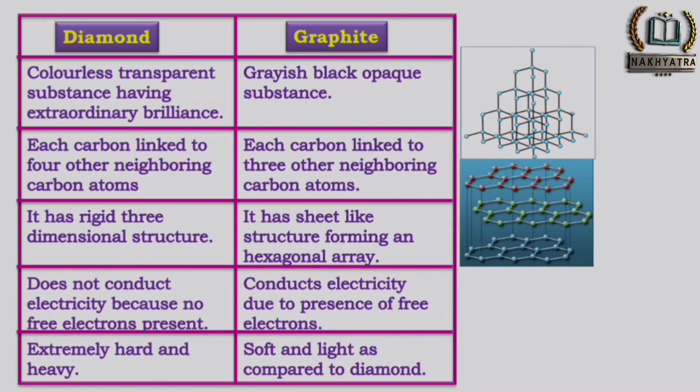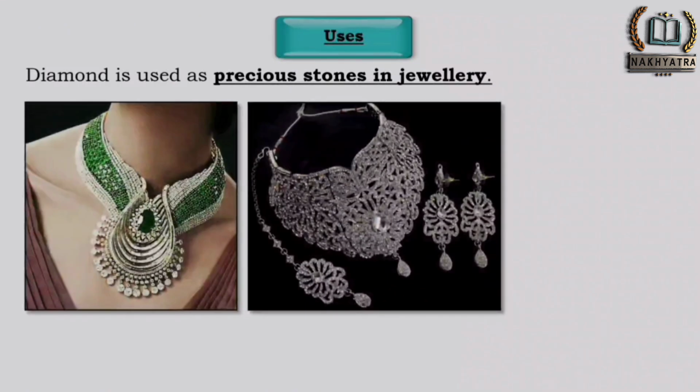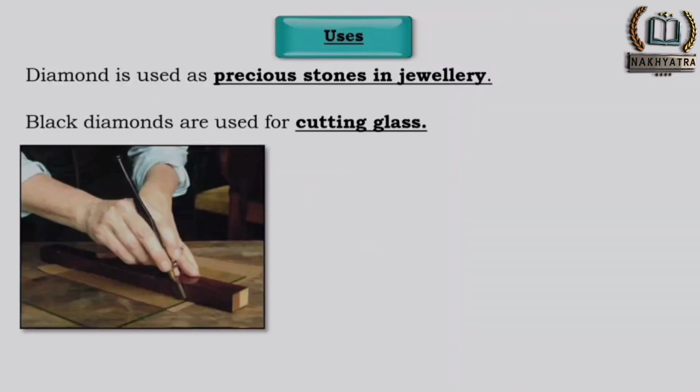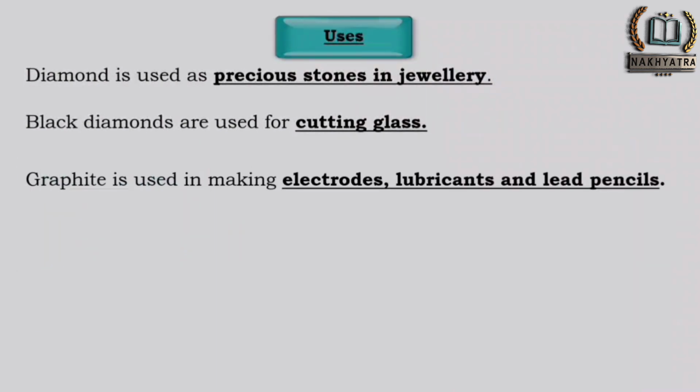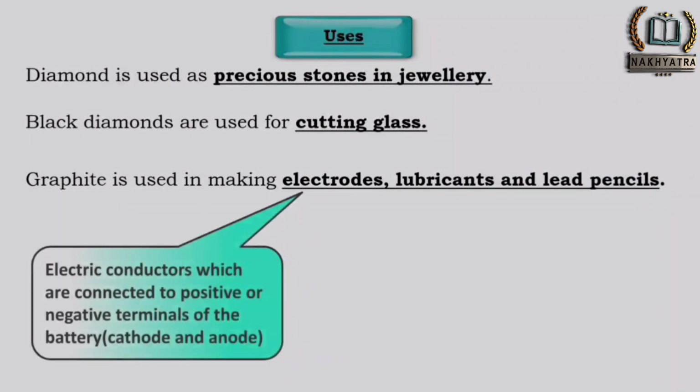And graphite, it is soft and light as compared to diamond. Okay, now see the uses. So diamond, as you all know, it is a very precious stone that is used in jewelry. Black diamonds are used for cutting glass. Graphite is used in making electrodes, lubricants and lead pencils.